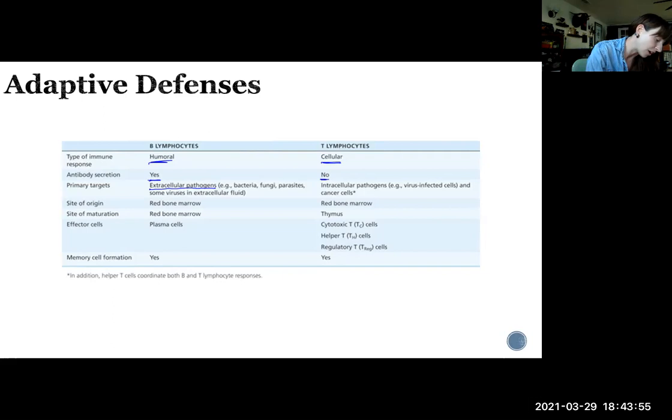T lymphocytes, which are going to attack intracellular pathogens, inside of cells. Okay, so cells that are already infected, right? Or stuff that's inside of cells that's about to infect them, okay? Or cancer cells. Okay, so cells that are damaged, broken, that type of thing. They both originate in the red bone marrow, but the B lymphocytes stay in the red bone marrow to mature, while the T lymphocytes mature in the thymus.